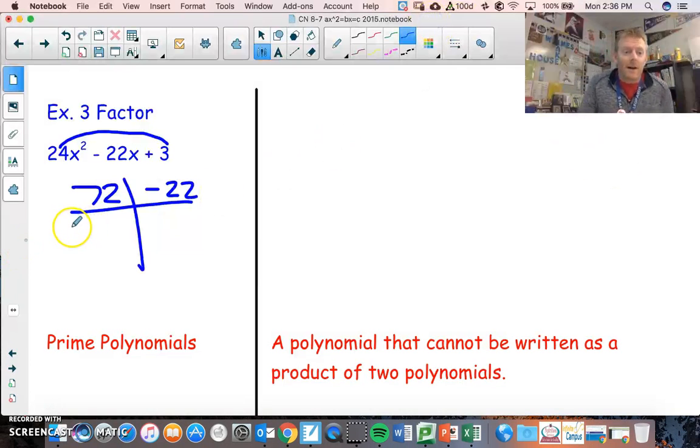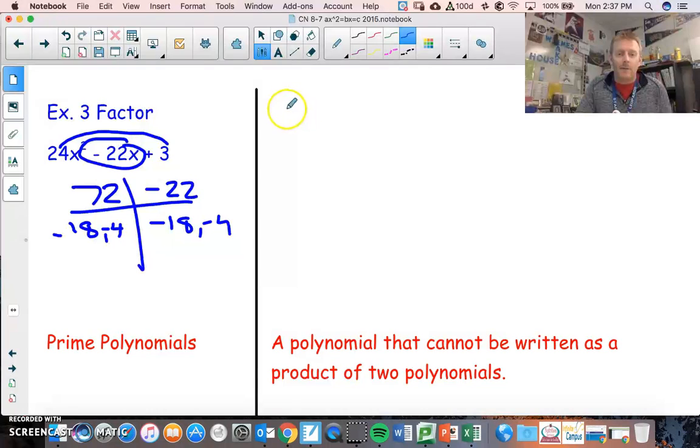All right, so then I've guessed and checked and found out that we have an 18 and a 4. So we have a negative 4 and a negative 18 that are going to make this happen for us. So instead of me writing down this negative 22, I am going to write down those two numbers. So I have a 24x squared, I have a minus 18x and a minus 4x, and then plus 3.